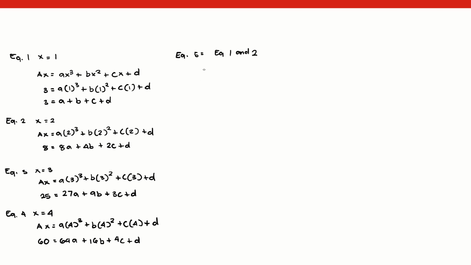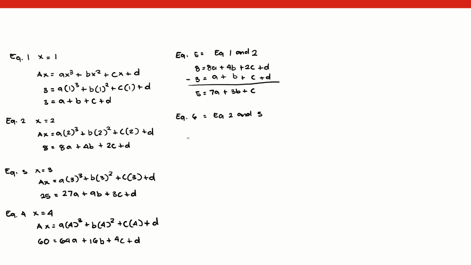Select two equations that we made earlier and subtract them. Equations 1 and 2: 8 minus 3 equals 5. 8a minus a equals 7a. 4b minus b equals 3b. 2c minus c equals c. And d minus d equals 0. So, this is our equation number 5.